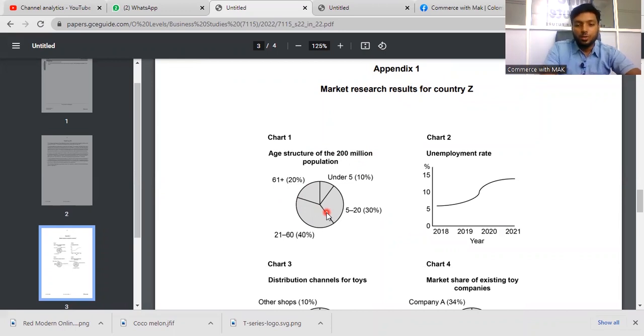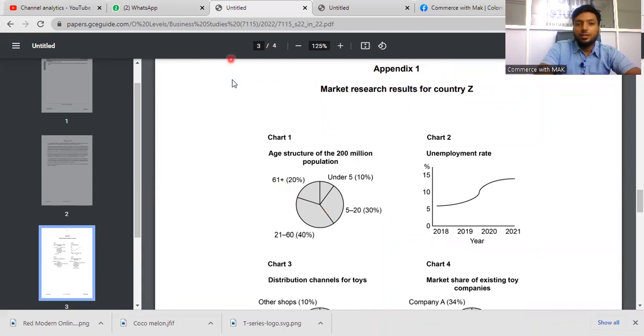So it's a 2-mark answer. Two points are important when you write an answer about chart 1. From the age structure of the population, we can understand that 10% are children under the age of 5, and that will give the company an understanding of their exact market base.